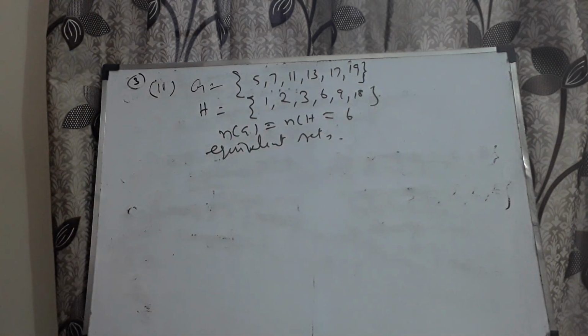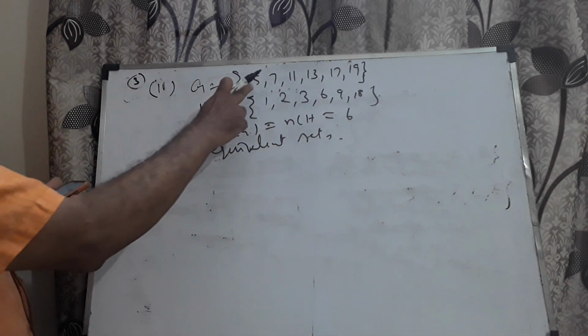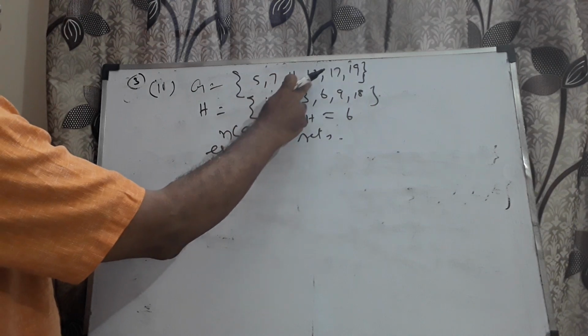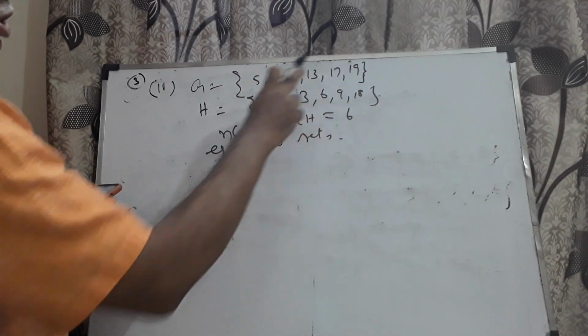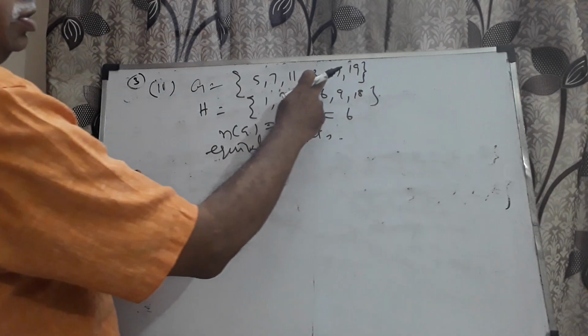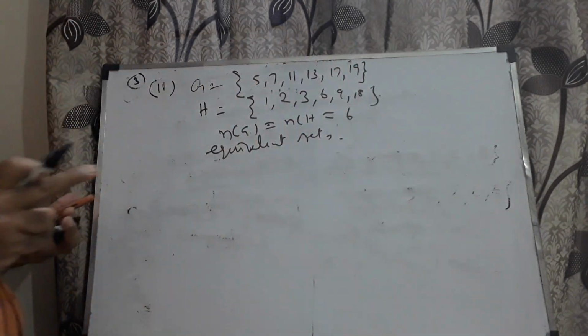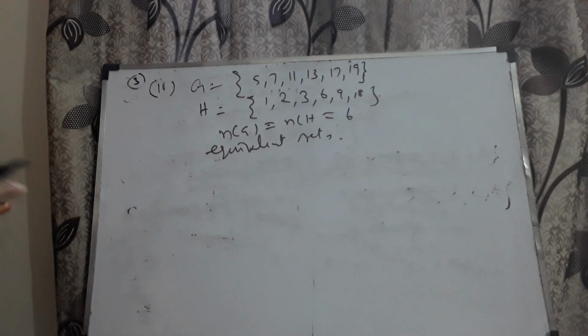Let me repeat if you want. What is given: G is equal to {x: x is a prime number, 3 < x < 23}. 5, 6 is not there, 7, 8, 9, 10 are not there, 11, 12 is not there, 13, 14, 15, 16 are not there, 17, 18 is not there, 19, 20, 21, 22 are not prime numbers.